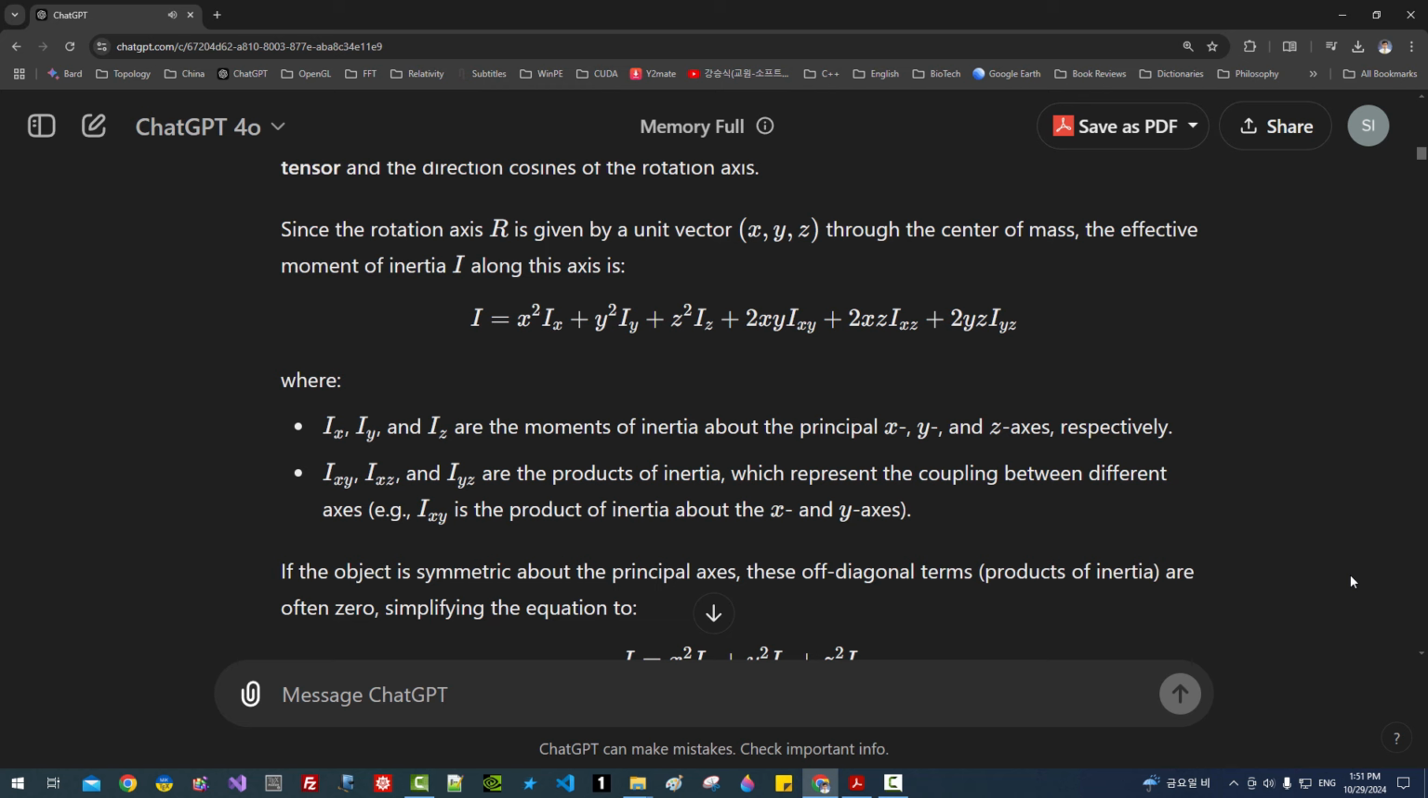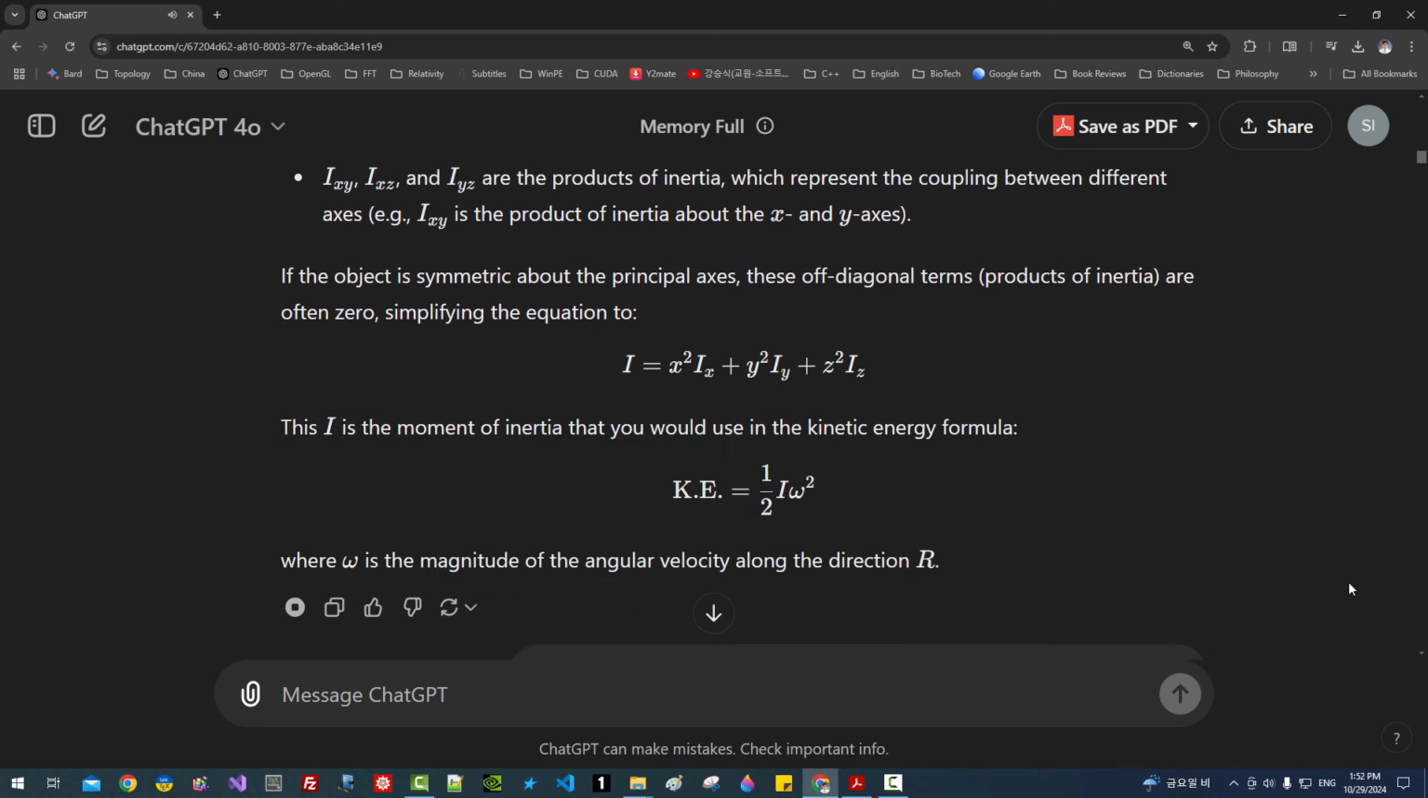Ixy, Ixz, and Iyz are the products of inertia, which represent the coupling between different axes, e.g. Ixy is the product of inertia about the x and y axes. If the object is symmetric about the principal axes, these off-diagonal terms, the products of inertia, are often zero, simplifying the equation to I = x²Ix + y²Iy + z²Iz. This I is the moment of inertia that you would use in the kinetic energy formula, K = (1/2) I ω², where ω is the magnitude of the angular velocity along the direction r.